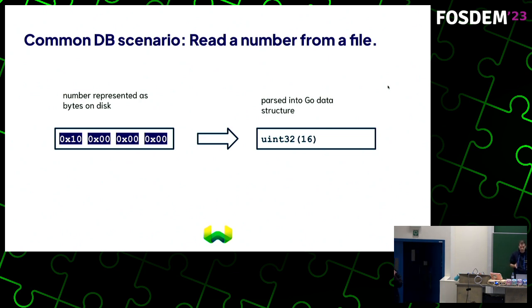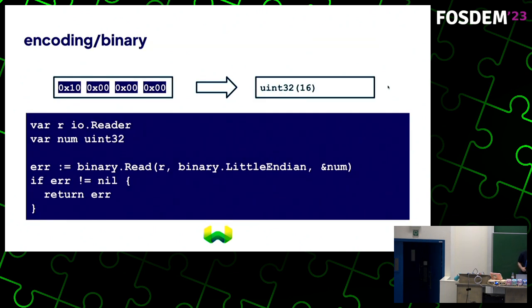And here, this is represented by just a number. So I went for uint32. So that's just 4 bytes on disk. And basically, you can see these 4 bytes. If you parse them into Go, they would have the value of 16 in that uint32. And this is essentially something, very much simplified, that a database needs to do, and it needs to do it over and over again. So the standard library gives us the encoding/binary package.